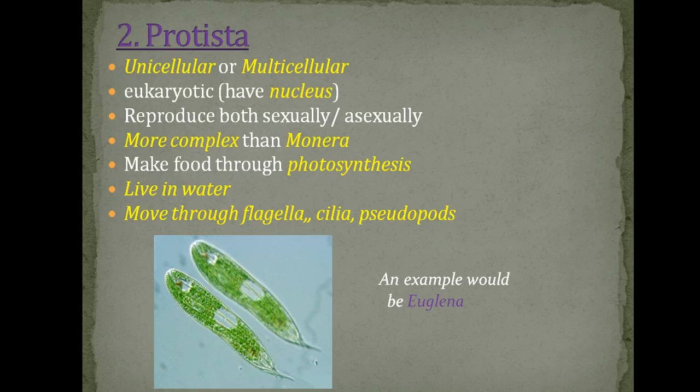An example would be Euglena. Euglena are unicellular and they have a nucleus. They reproduce asexually. They have a tail like flagella to help them move.